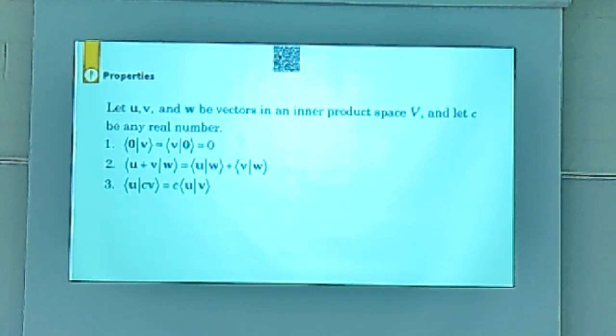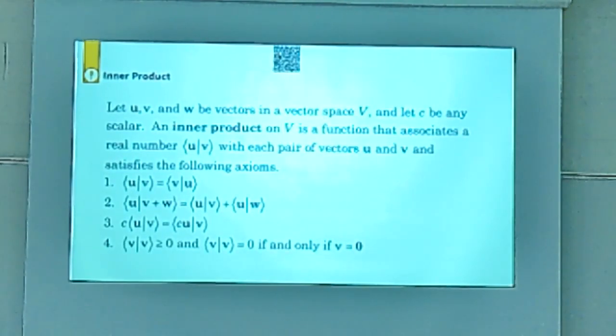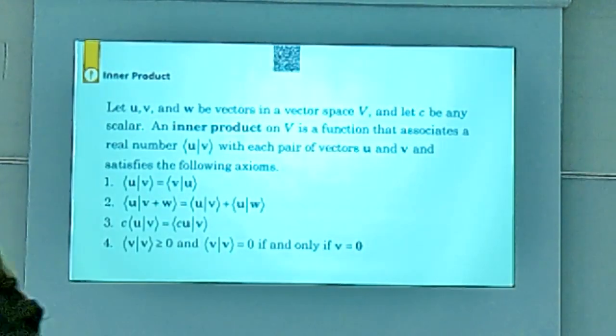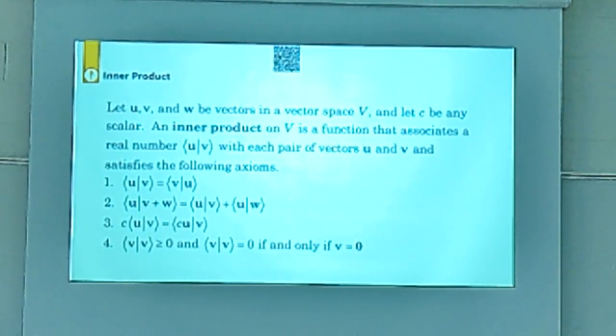Well, if you take that third property there, along with our third axiom, together what they say is where you put the scalar doesn't matter. Right? You can either do the inner product first and then multiply by the scalar, or you can multiply u by the scalar first and then take the inner product, or you can multiply v by the scalar first and then take the inner product.